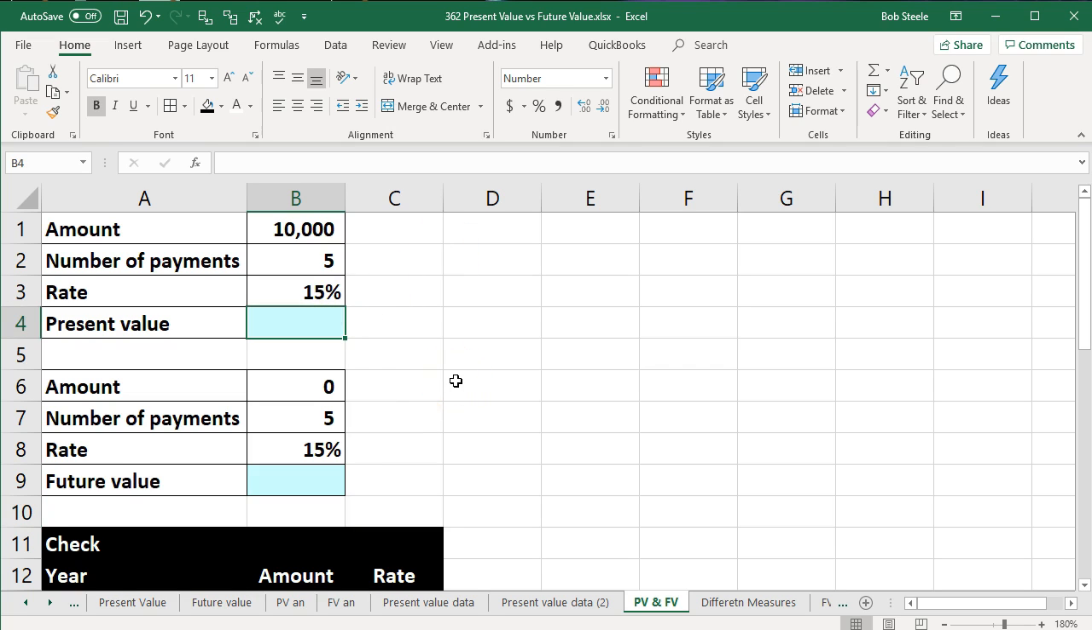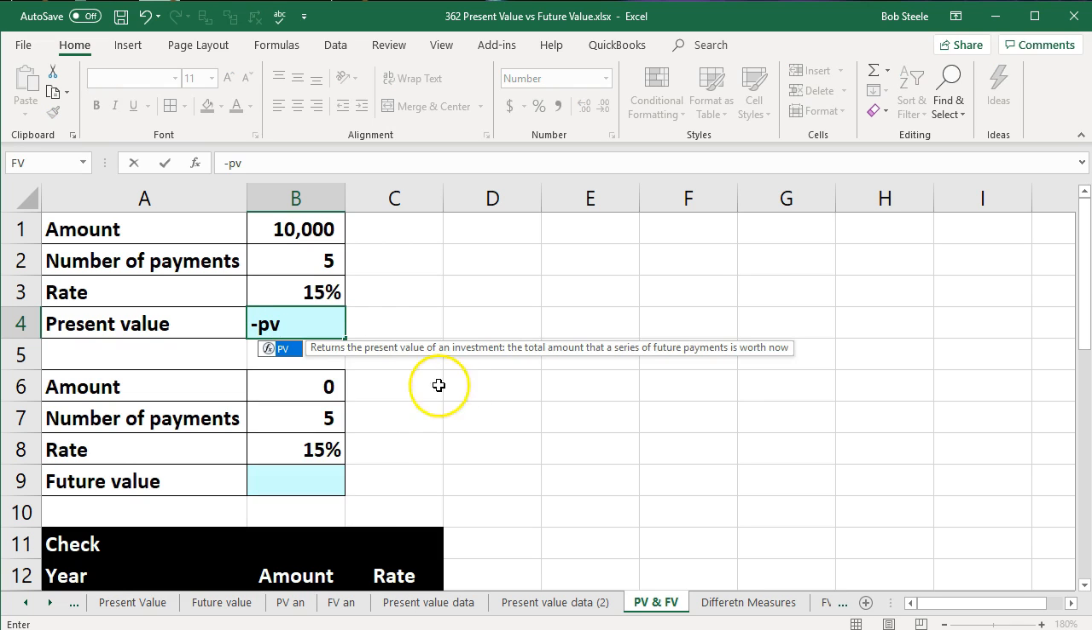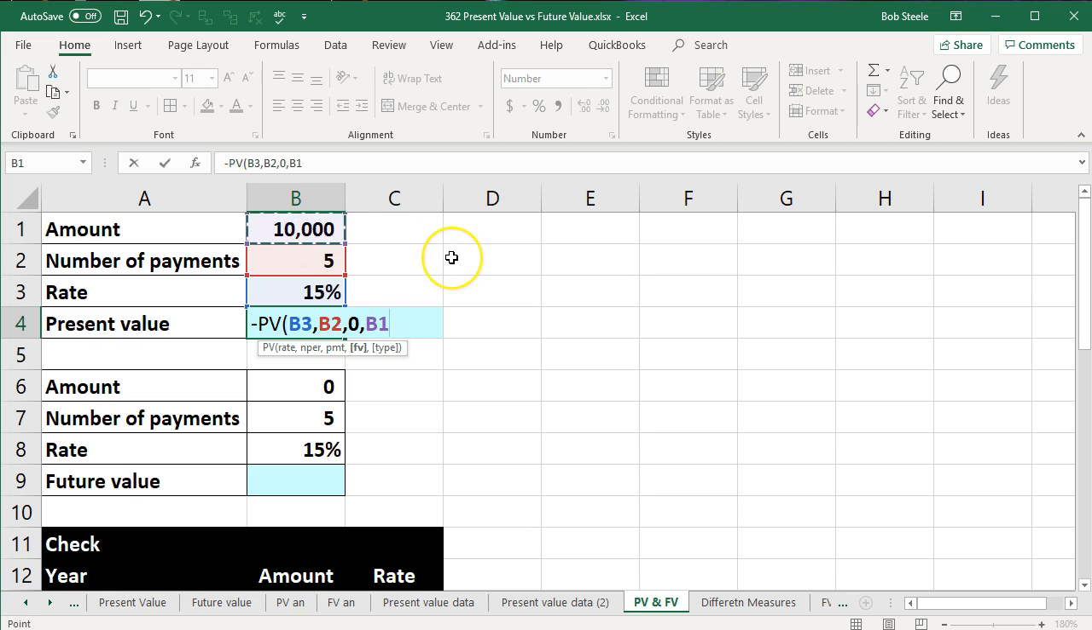Let's run the present value formula. I'm going to do that with a negative, and we're going to say present value. Double click on the present value. We're going to select the rate, and then comma, the number of periods, which is going to be 5. Remember, these are years, and we're going to say comma. The payment amount is going to be 0, because remember, this is a present value of 1, rather than an annuity, where the payment would be used. Comma. We're going to say the future value is going to be that 10,000.